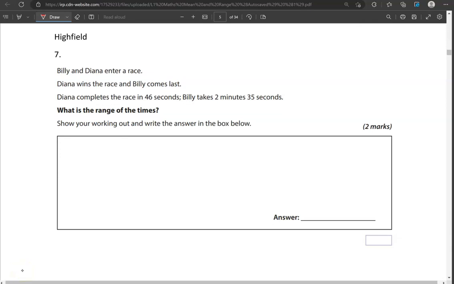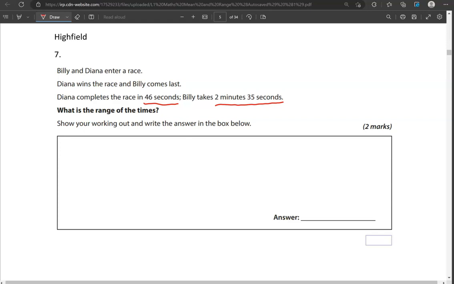Billy and Diana enter a race. Diana wins the race and Billy comes last. Diana completes the race in 46 seconds. Billy takes 2 minutes and 35 seconds. What is the range of the time? Show your working out and write the answer in the box below.